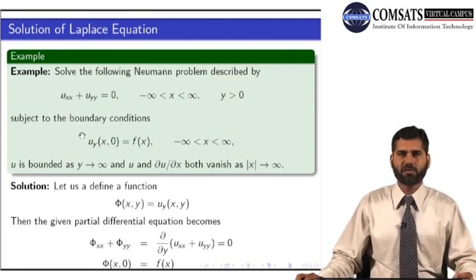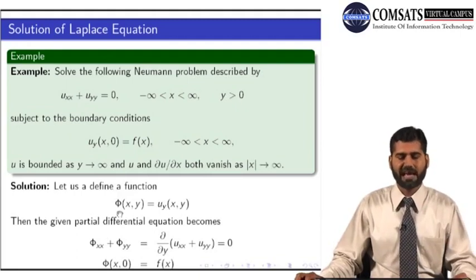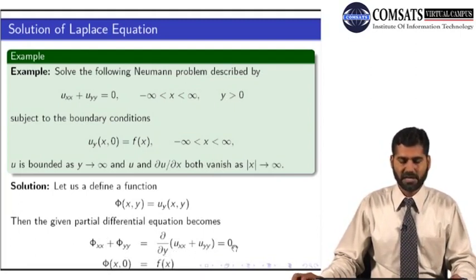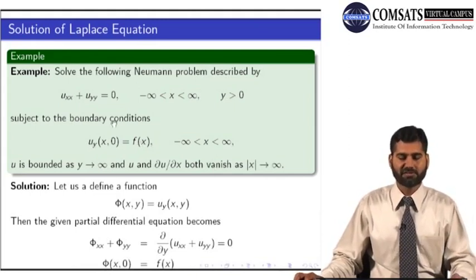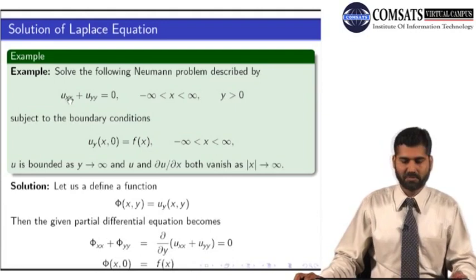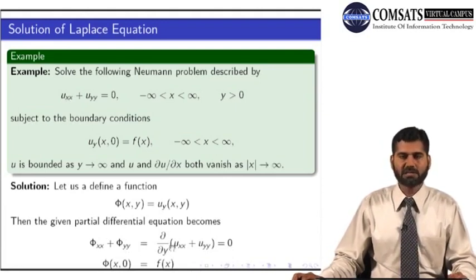But there is one more way of solving this Neumann problem, that you replace your u y of x, y by phi of x, y. Let's call u y of x, y is phi of x, y. Then the given partial differential equation will become phi xx plus phi yy is equal to partial by partial y of u xx plus u yy, which is 0, and phi of x, 0 is equal to f of x. Because u y is phi, so phi of x, 0 is equal to f of x. This will become phi xx plus phi yy will be equal to partial by partial y of u xx plus u yy.